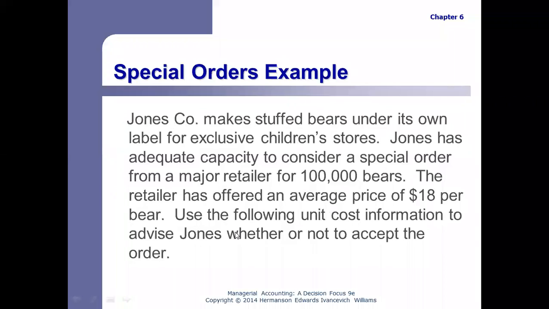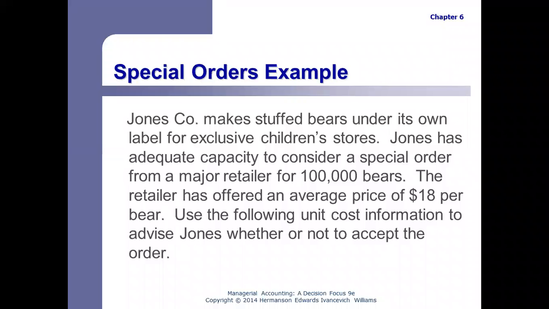Okay, so here's an example of a special order. So this company makes stuffed bears, and they've got enough capacity to consider a special order. The reason that this capacity is important is if a company didn't have enough capacity or enough room to make enough of their product for the special order, they would have to take away some of the sales from their current customers in order to fill the order for the special customer.